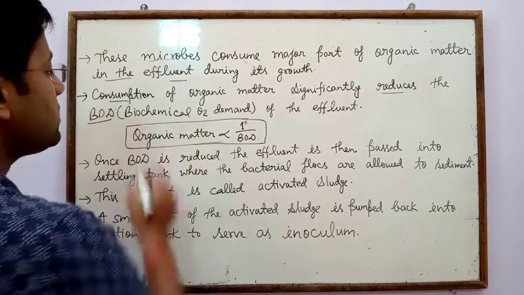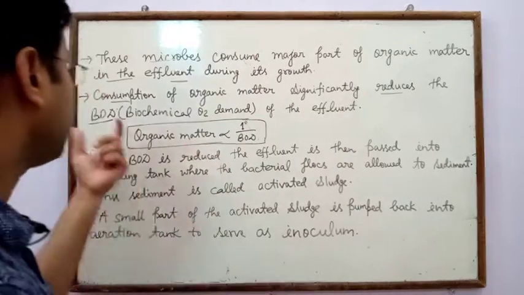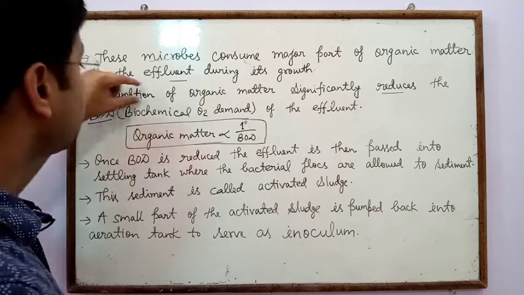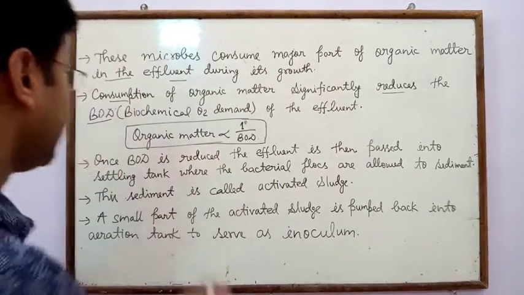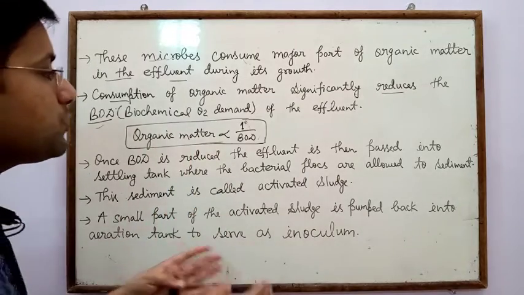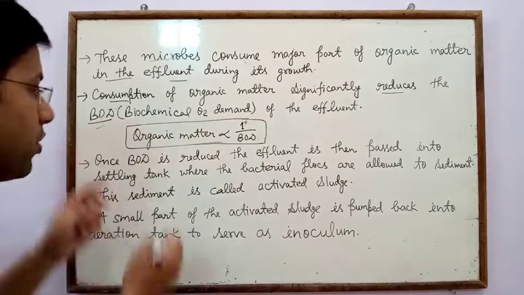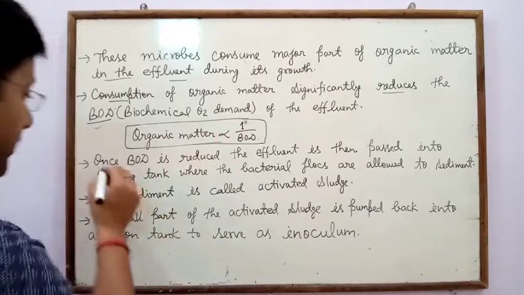What is BOD? BOD is the biochemical oxygen demand of the effluent. So the full form of BOD is biochemical oxygen demand. Consumption of organic matter significantly reduces the BOD of the effluent. So organic matter is proportional to 1 upon BOD.